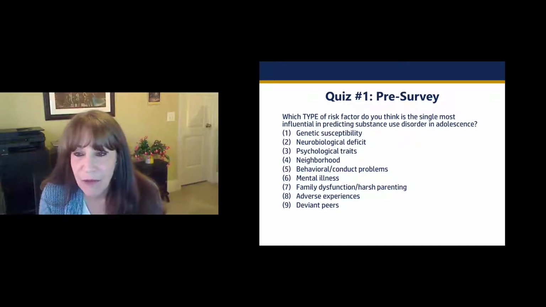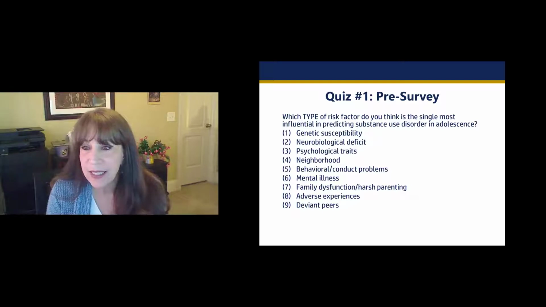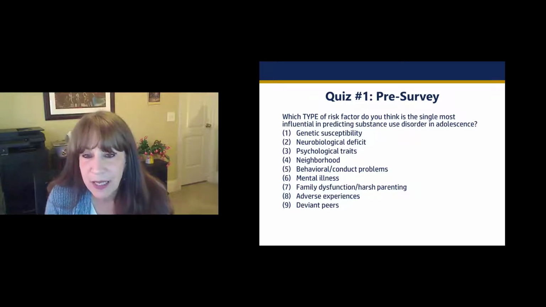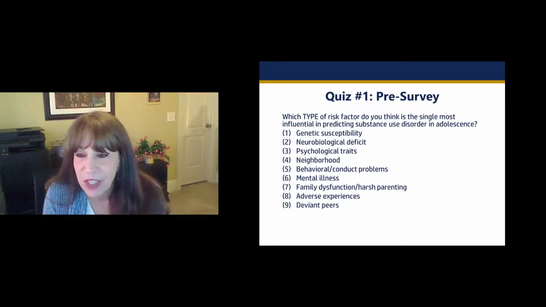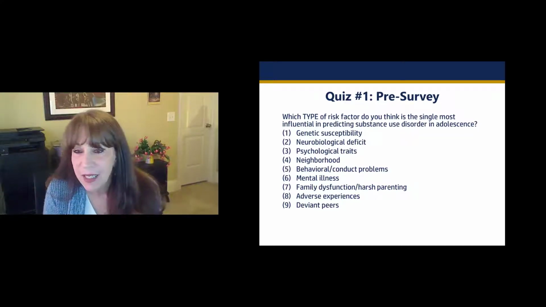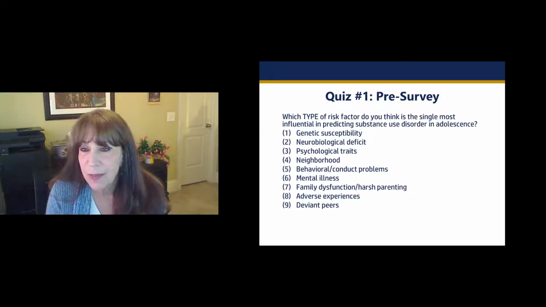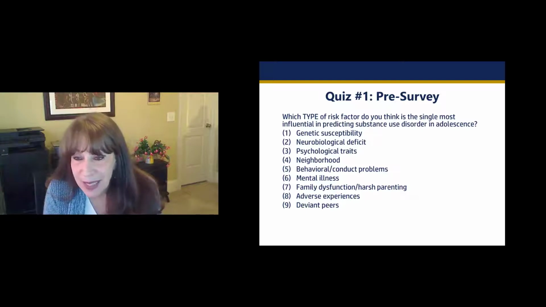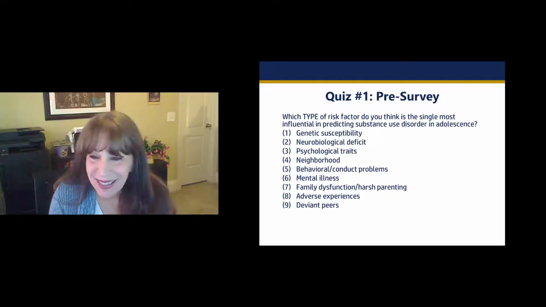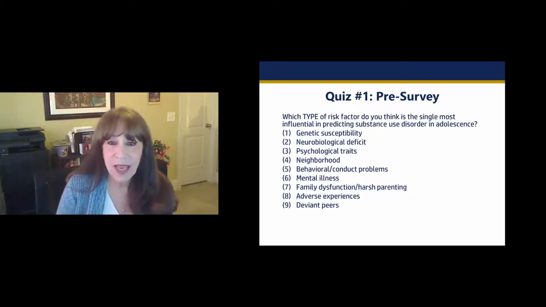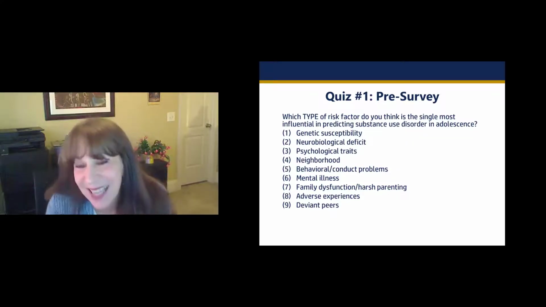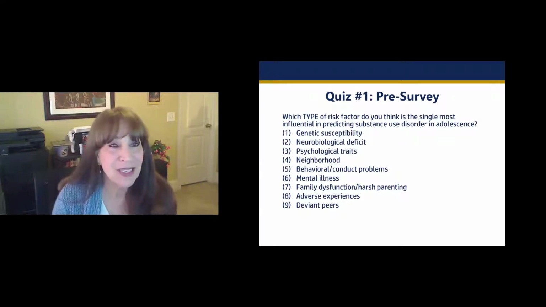let's see, adverse experiences. Adverse experiences has really come out on top. Family dysfunction is next. Deviant peers, behavioral and conduct problems and mental illness. A little bit of genetic susceptibility in there. It's still changing. People are still apparently being polled. But this is very interesting. And I think my job is done here because those are very, very good responses.